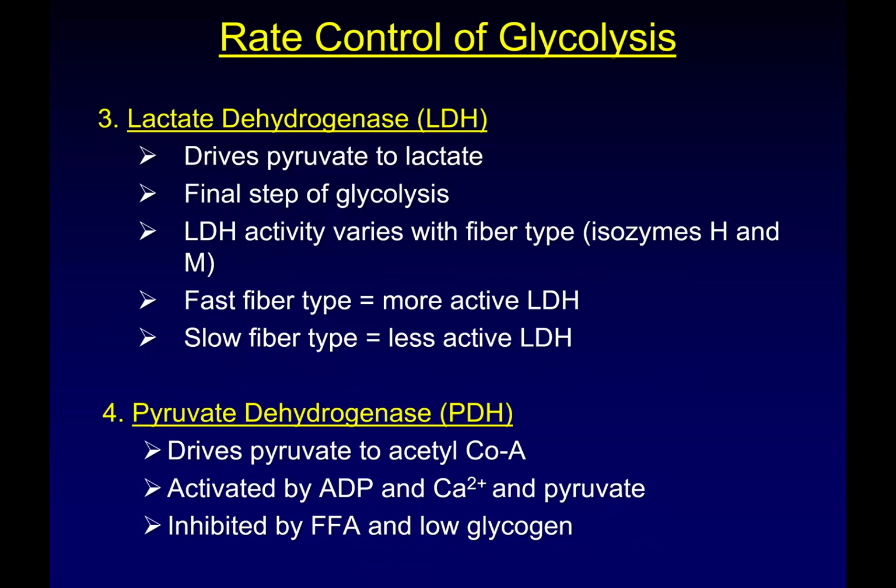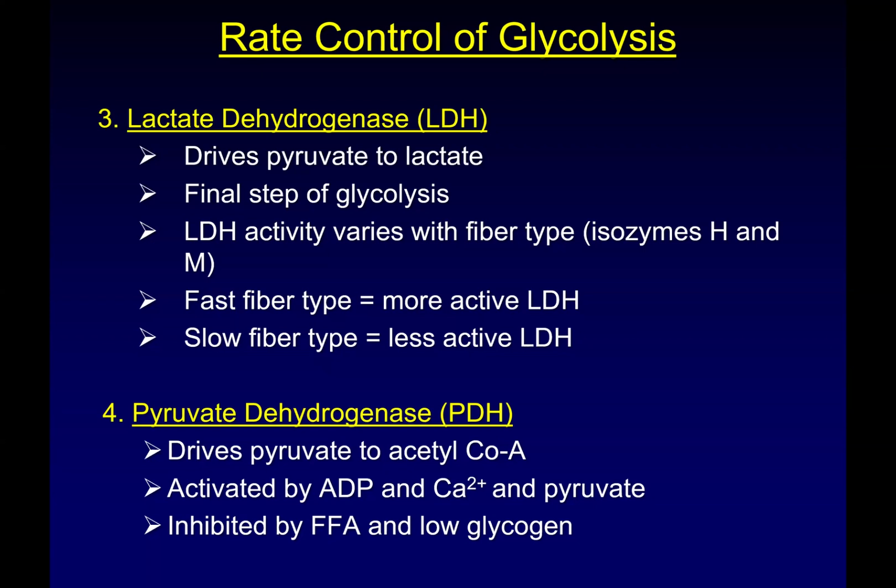We're then left with our two enzymes that control the fate of pyruvate. We have lactate dehydrogenase, which drives pyruvate to lactate. And then we have pyruvate dehydrogenase, or PDH, that drives it into acetyl-CoA and puts it into the Krebs cycle. These two are not particularly allosteric, PDH a little bit more so. LDH activity is mostly dependent upon fiber type.